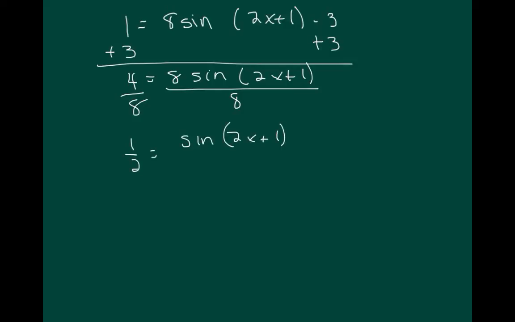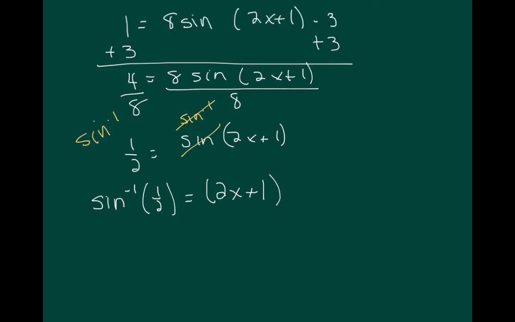And then in this step, this is where we hit the need for the arcsine. So in order to extract the x from the inside of the sine function, I take the arcsine of both sides. On the left, I'll get the arcsine of 1/2. And then on the right, the arcsine function and the sine function are inverses. So I'm just left with 2x plus 1.